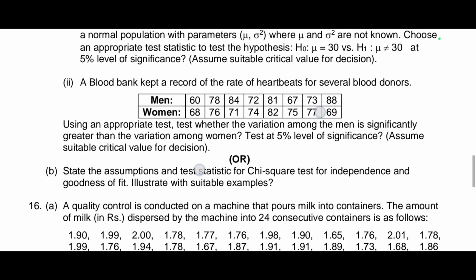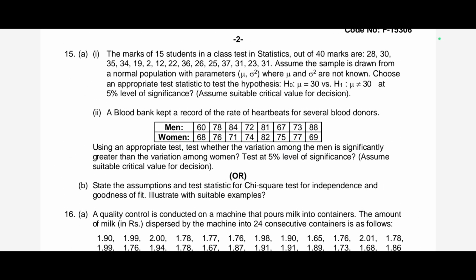Here are some more questions on test statistics and testing of hypothesis. You can see 15b I am giving you. State the assumptions of the test statistics for the chi-square test for independence of attributes and goodness of fit, and give some examples.